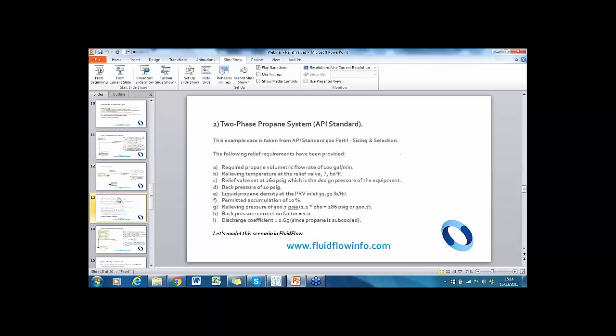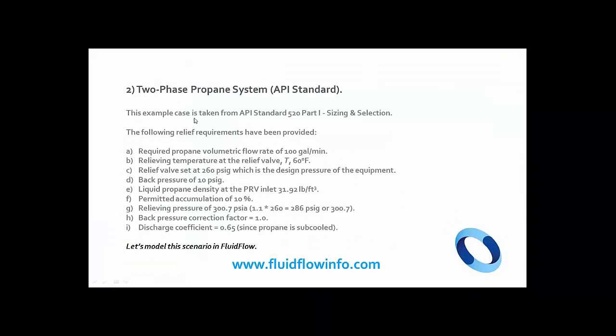Okay, so let's move on to the second case. So it's a two-phase propane system, again solved to the API standard. And the following information has already been provided for us. The required volumetric flow rate is 100 gallons per minute. The relieving temperature at the relief valve is 60 Fahrenheit. The relief valve is set to 260 psi gauge. Back pressure is 10 psi gauge. The density is given at 31.92 pounds per feet cubed, and this is calculated automatically by the software anyhow.